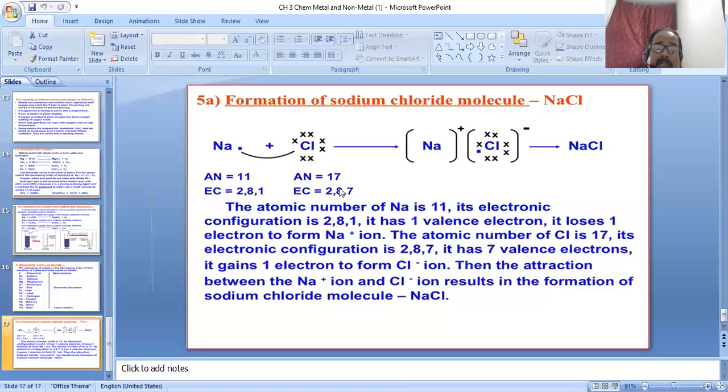Clear? So the donor represents positive and the receiver represents negative. So sodium chloride, NaCl, has one positive and one negative ion. So this is the formation of sodium chloride molecules, NaCl.